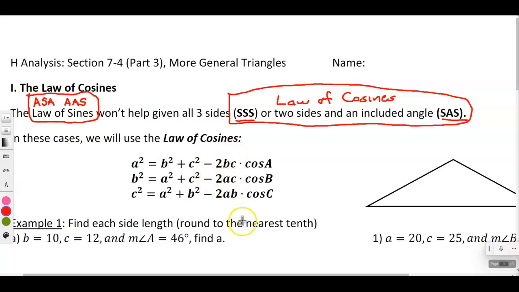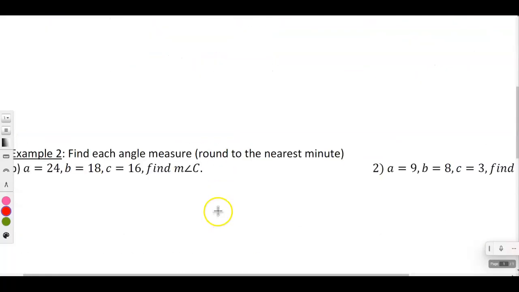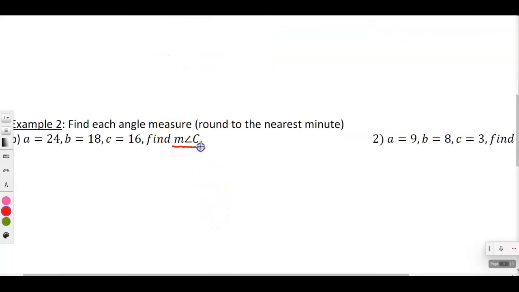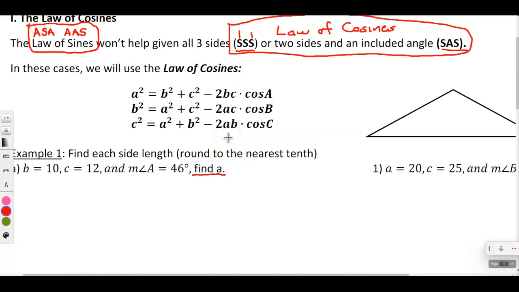Okay, so the law of cosines, as you can see, it has A, B, C, right? It has a lot more variables or parameters here because you're plugging in a lot of different sides as opposed to angles, right? And it has the cosine of one angle, right? So I'll show you how these work. Just like the law of sines, you can use it to solve for a missing side, like on example 1, we're finding A. But you can also use it to find a missing angle, right? So just like the law of sines, it could be used to find a missing side or angle. So we'll just go through both of those.